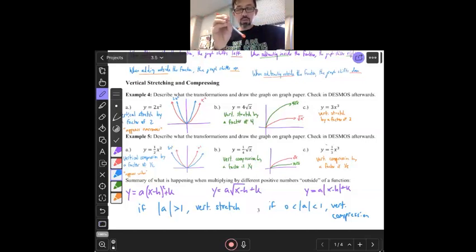So if it's a fraction between 0 and 1, like 1/2, 0.25, 0.7, 0.9, 7/8, those are compressions. If it's something bigger than 1, like 2, 4, 1.5, and 5/2, so there are lots of fractions and decimals that are bigger than 1, those are stretches.